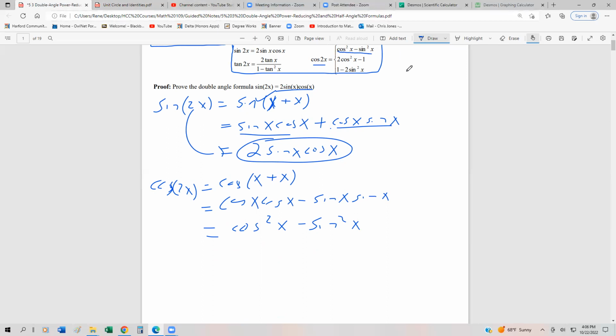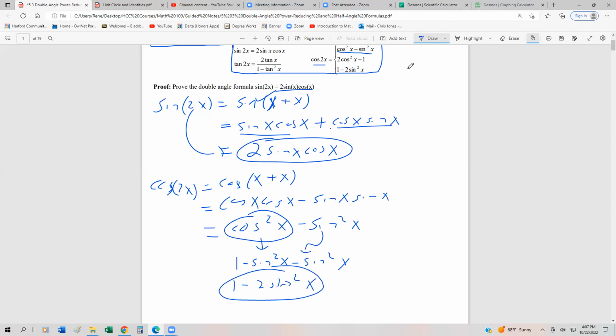If we wanted to show the others, we could use the Pythagorean identity. So for instance, remember that cos square x is the same thing as 1 minus sine square of x, and then we have this minus sine square of x, and so that would be 1 minus 2 sine square of x. So that's how we derive that part of the formula right here. And of course we could do the exact same thing with the other function.